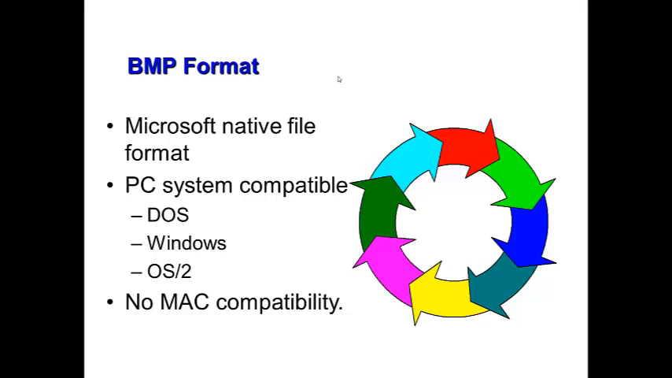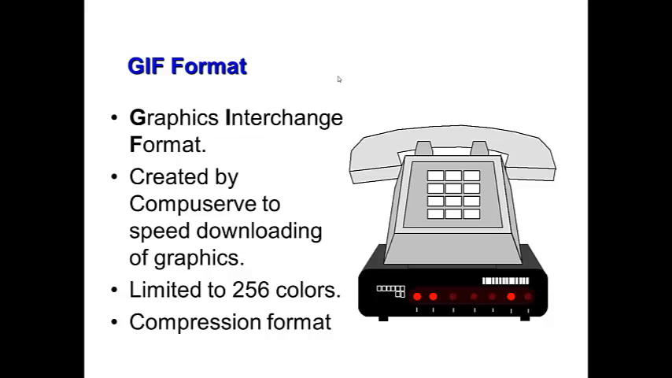Another format we talk about here is the BMP format. BMP format is in fact the Microsoft native file format. It can be used in DOS, Windows, and OS/2 PC systems. But Mac is not compatible. GIF is another image format we often use. GIF is the Graphics Interchange Format. It was created by computer to speed download of graphics.